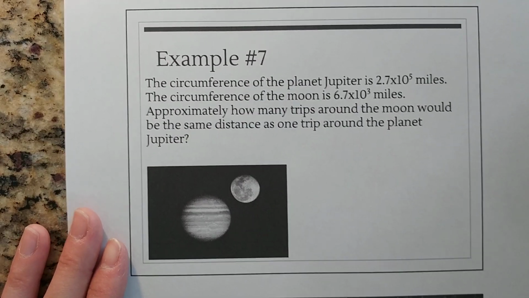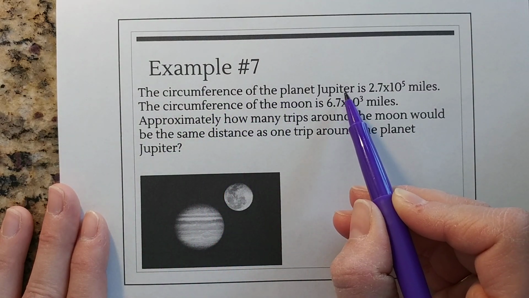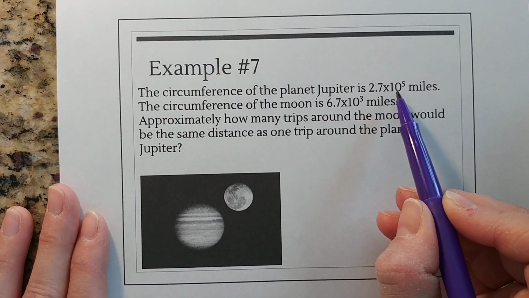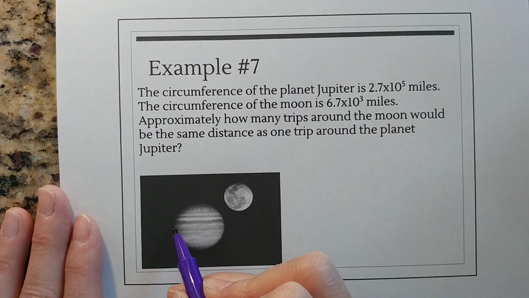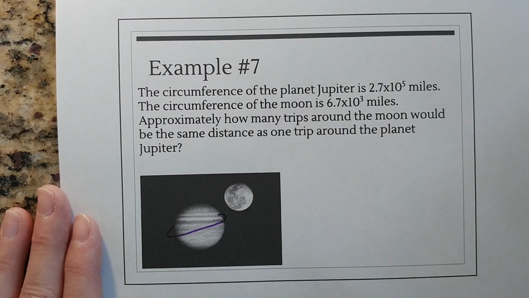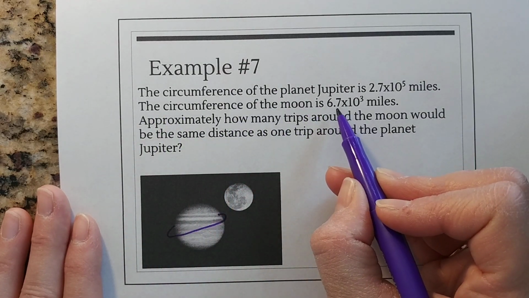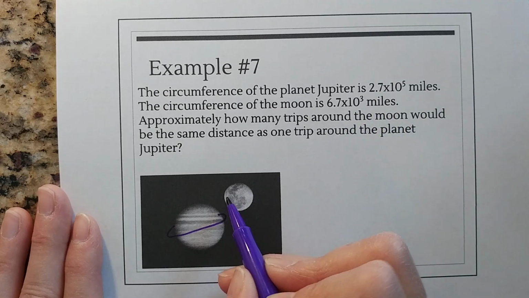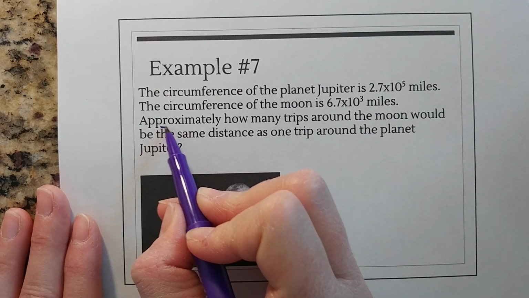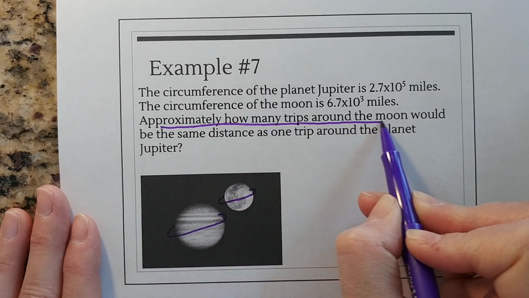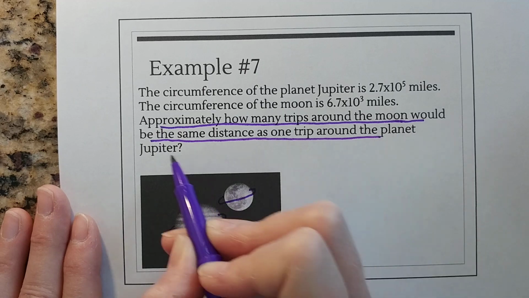Okay, number 7. It says here the circumference of the planet Jupiter is 2.7 times 10 to the 5th miles. So here we got Jupiter, and circumference means the distance all the way around the outside of the planet. The circumference of the moon is only 6.7 times 10 to the 3rd miles. So that's the distance all the way around the outside of the moon. Approximately how many trips around the moon would be the same distance as one trip around the planet Jupiter?